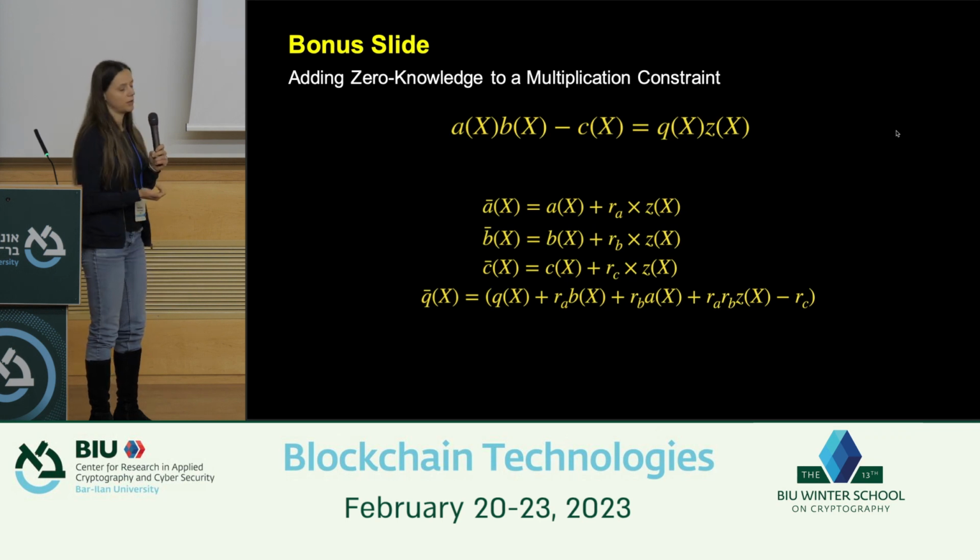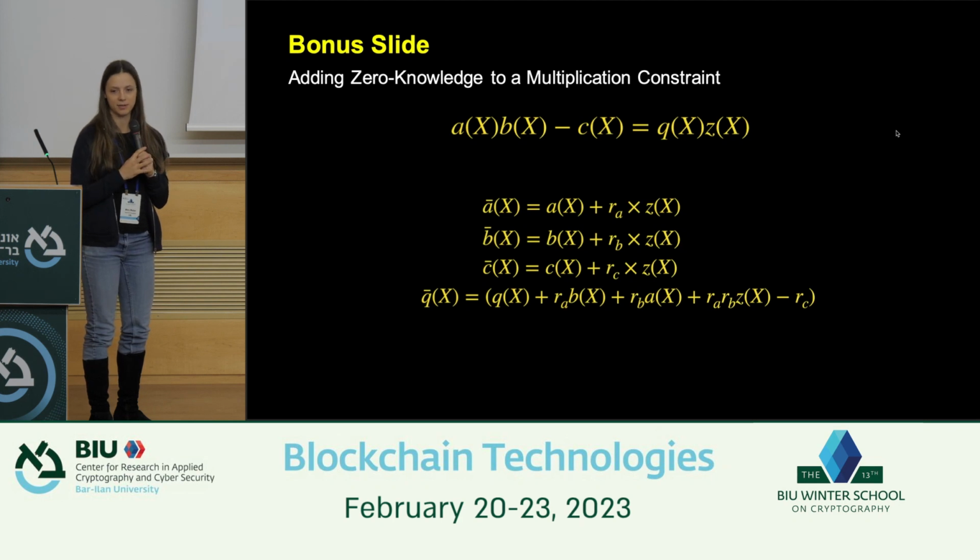Likewise, the a of x we've already committed to. We just add r of b times a of x and add that on. Z of x is already committed to. We can add r of a times r of b times z of x and add that on. And we can subtract r of c very cheaply as well.